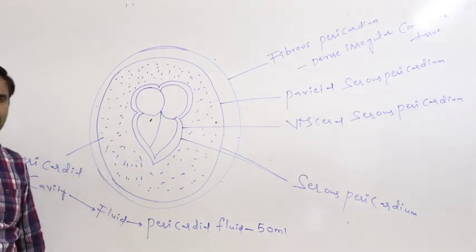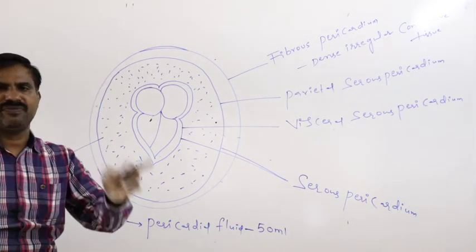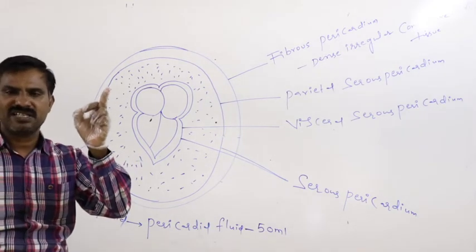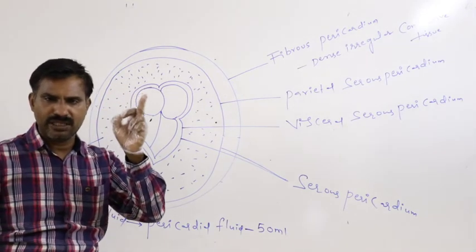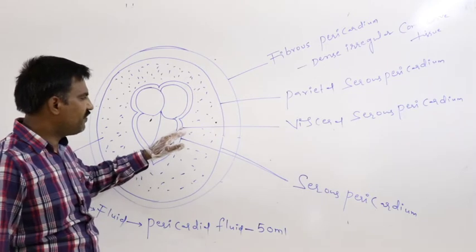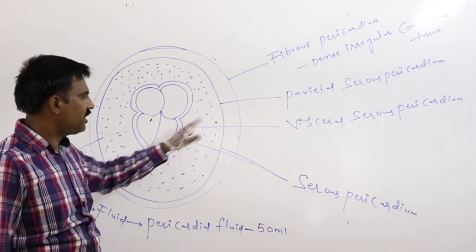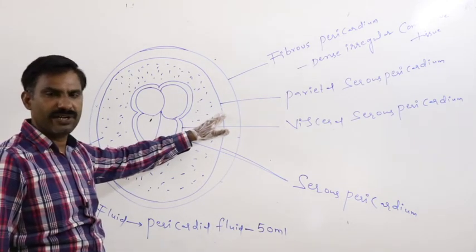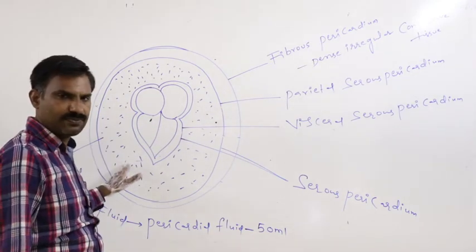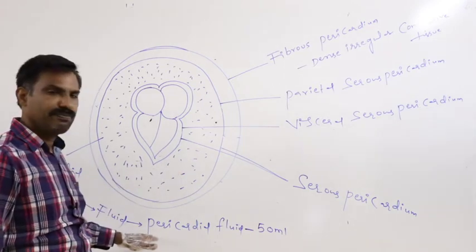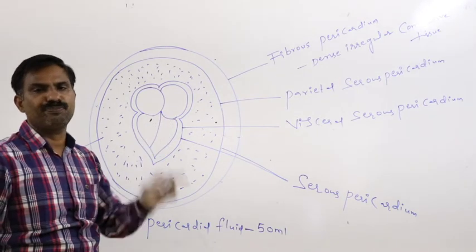You should remember, the pericardial space or cavity is present between the two layers of the serous pericardium, between the visceral serous pericardium and the parietal serous pericardium. This is the visceral, this is the parietal. Between these two, the pericardial space is present, containing about 50 ml of pericardial fluid.